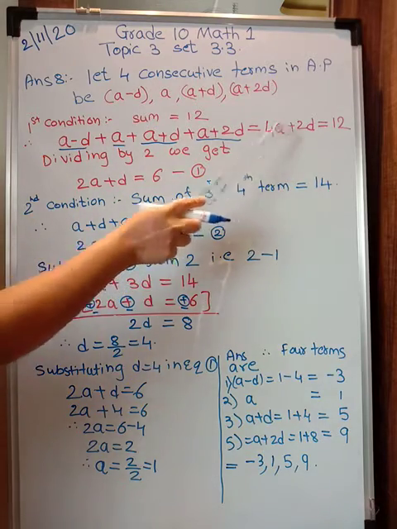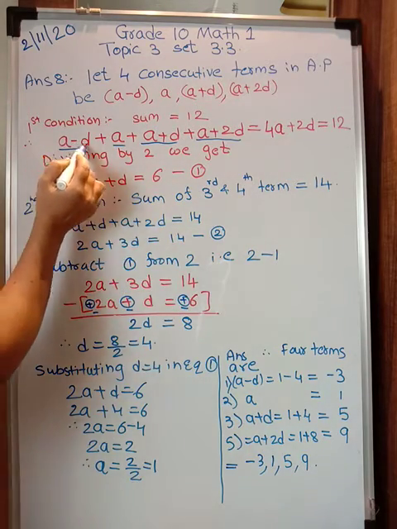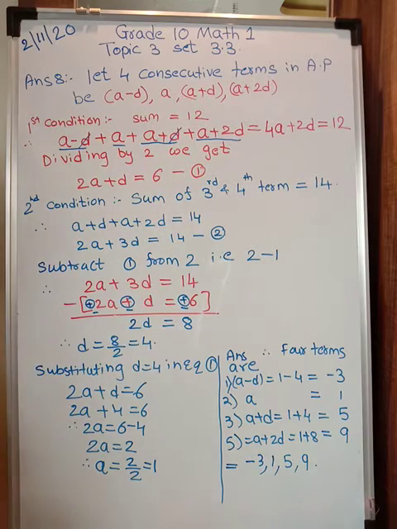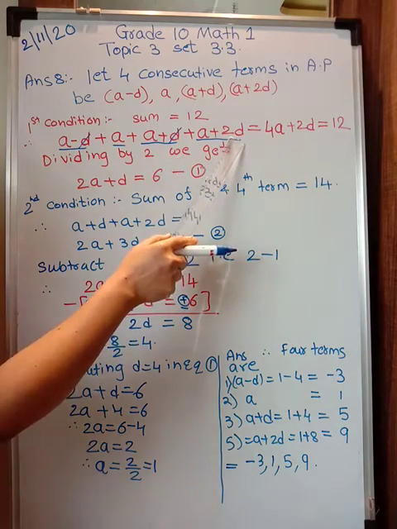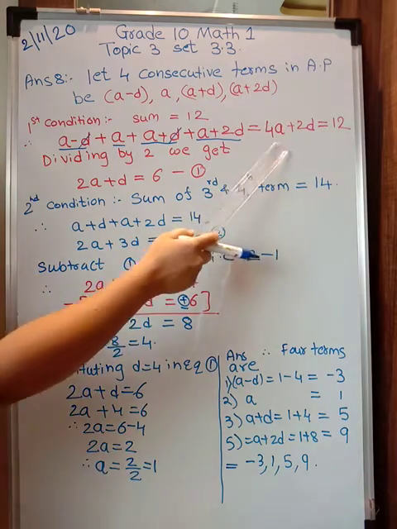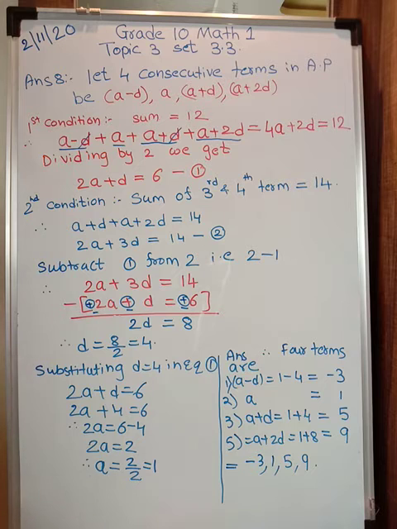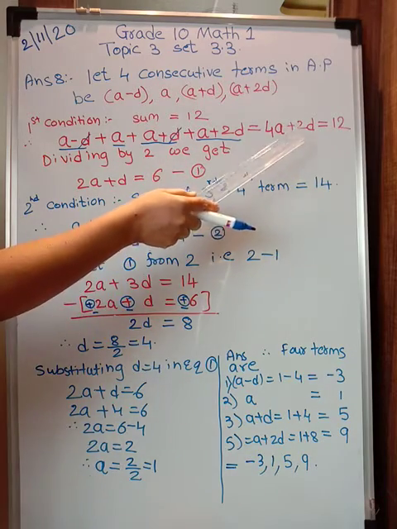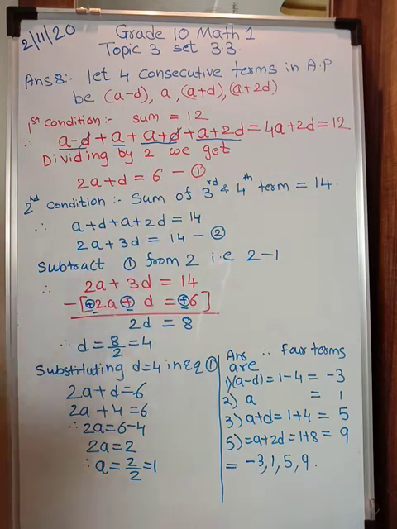So 4A plus. Now see, minus D and plus D. So this would go off. D minus D is 0. And what remains? Only 2D. So 4A plus 2D comes out to be 12. Now all these 4, 2 and 12 are divisible by 2. So the complete equation, I am dividing by 2. So dividing by 2 we get 2A plus D is equal to 6. This is your equation first. So using first condition, we have formed first equation.